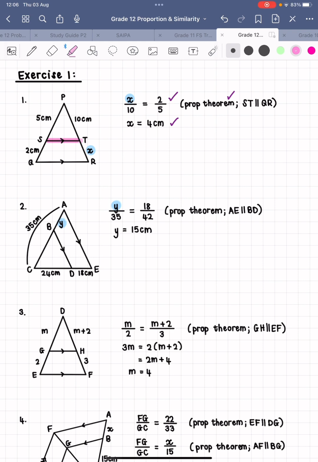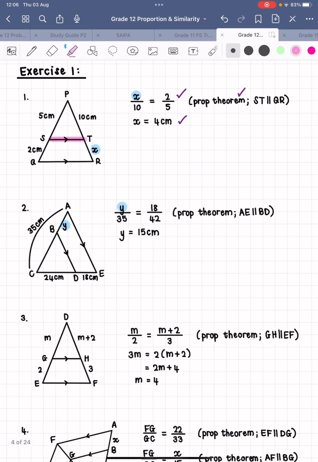Remember I told you, look for what you are trying to solve. We're trying to solve for x here, so that goes at the top of your first fraction. That just makes the whole process easier. So you're going to say x over 10. But this is now bottom over top, right? That must then be equal to bottom over top on the other side of the triangle. So x over 10 is 2 over 5. You then multiply by 10 and then you get your answer. Please remember you have to write prop theorem and ST parallel QR.